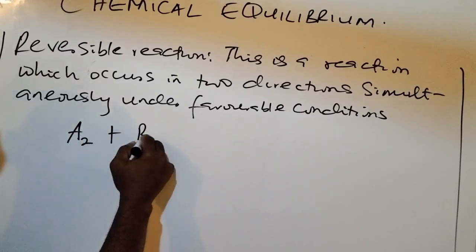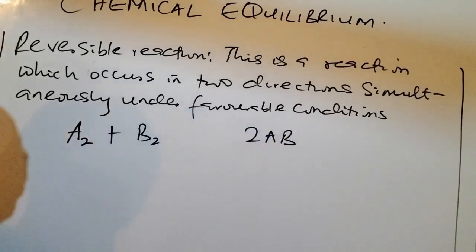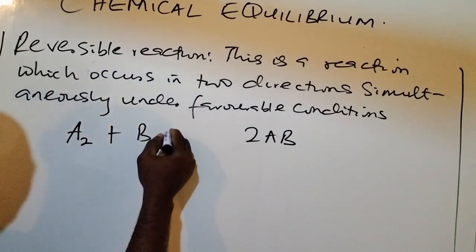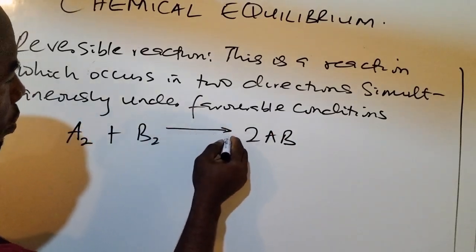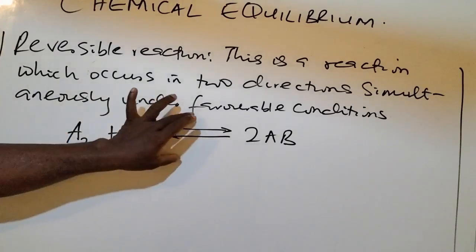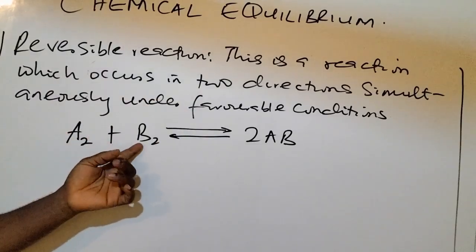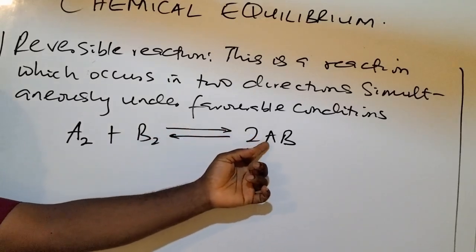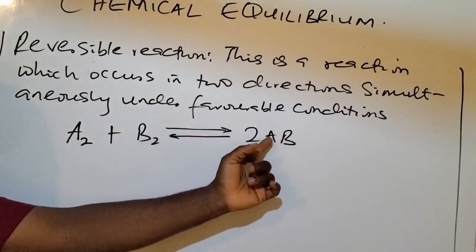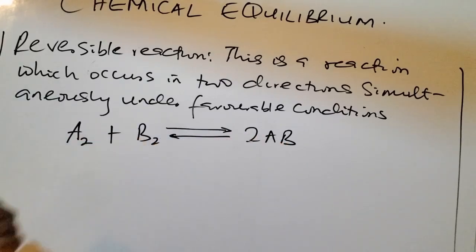molecule plus B molecule giving us 2AB molecule. Now, what sign shows that this reaction is reversible? When we see two arrows pointing in opposite directions. So this is the reversibility sign in chemistry. What it means is that A and B react to give you 2AB. At the same time, AB decomposes to give you A molecule and B molecule.